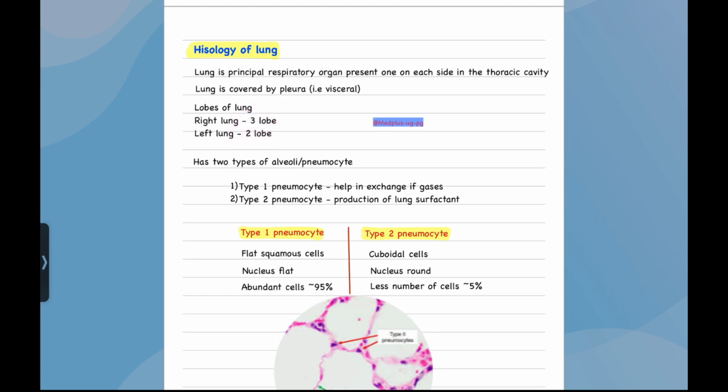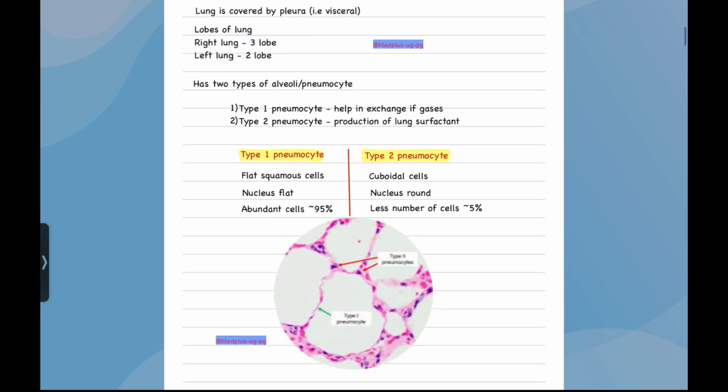We will remember this by remembering that our right hand is the dominant hand, so it will have a greater number. So the right lung has more lobes. The left lung has 2 lobes. Pneumocytes means air cells. There are two types of pneumocytes: type 1 pneumocyte and type 2 pneumocyte. Type 1 pneumocytes help in the exchange of gases through diffusion. Type 2 pneumocytes help in the production of lung surfactant.